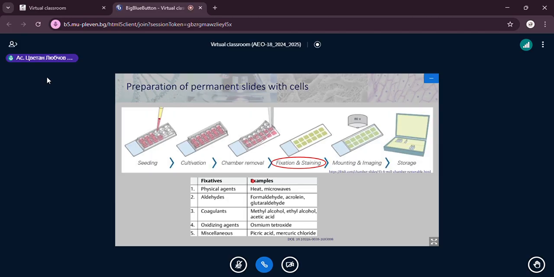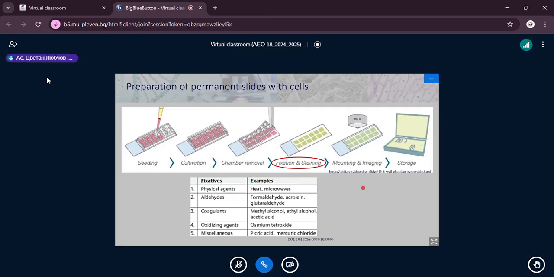As a fixative, you can use several different categories of fixative. For example, physical agents can be heat or microwaves. Those are very potent fixatives, guys. Also, aldehydes, formaldehyde, paraformaldehyde, guys, butyraldehyde, those are typical fixatives for histology, though. For cells, most likely, we use coagulants like methanol, ethanol, acetone, acetic acid, guys. These are typical for cells.